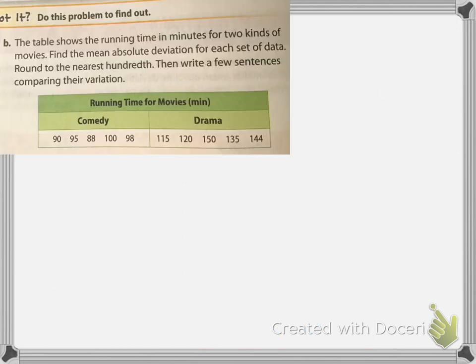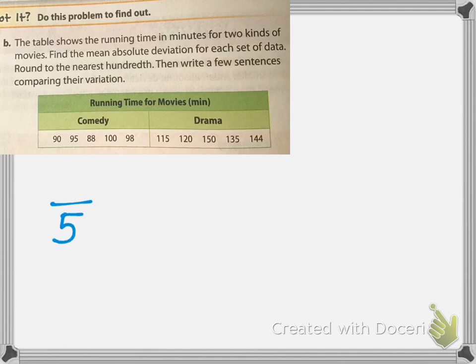So we're going to do this one. The table shows the running time in minutes for 2 kinds of movies. Find the mean absolute deviation for each set of data. Round to the nearest hundredth. Then write a few sentences comparing their variation. First things first, we got to find our means for each of them.